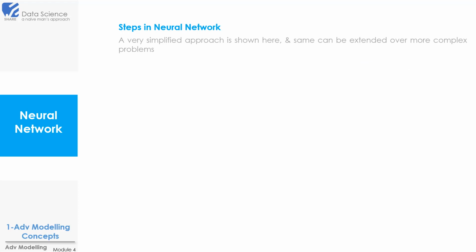Now let's see the steps involved in a neural network. So the steps that I'm going to explain are a very simplified approach, and it can be extended over more complex problems. This is just for understanding the working of the neural network. So let's see what are the steps involved. In step 1, we initialize the weights, let's say wij, at some random values in a small neighborhood around 0.